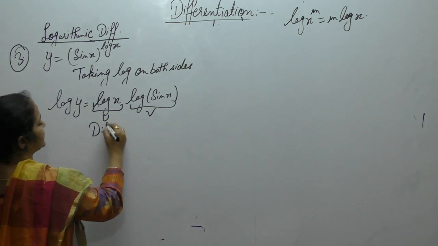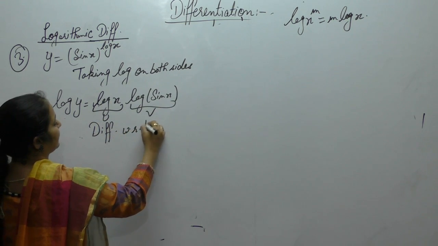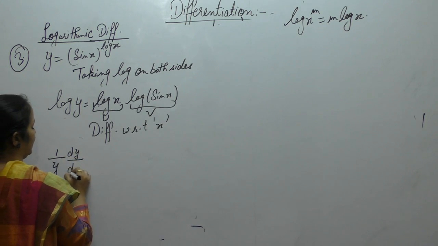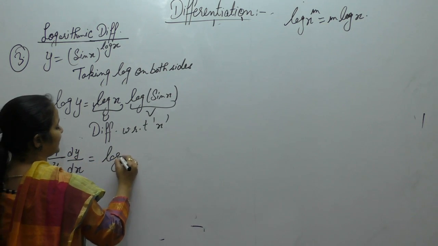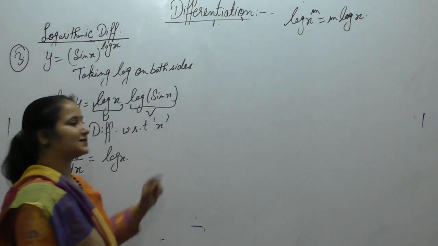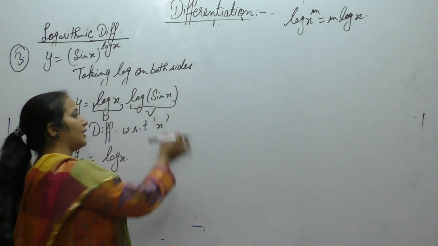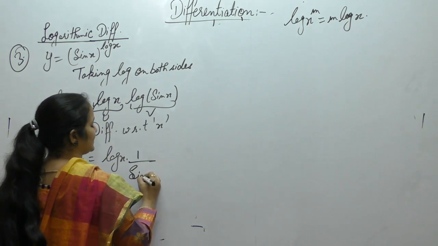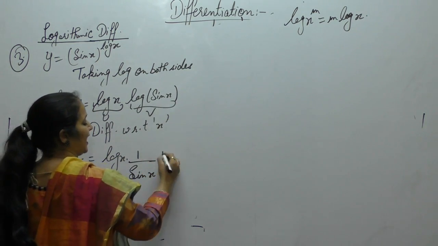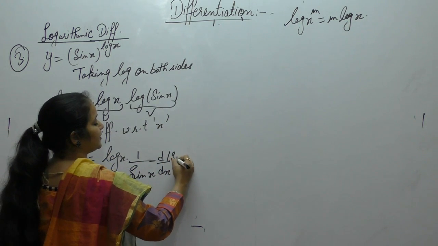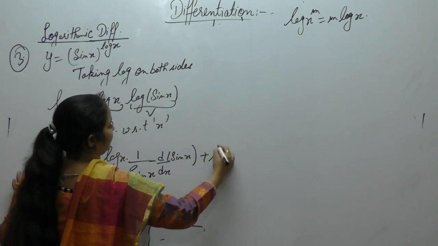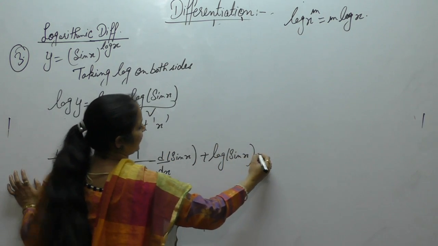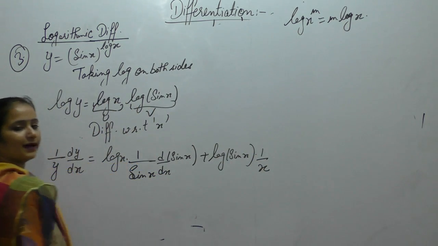Now differentiate with respect to x. Derivative of log of y, 1 upon y, dy upon dx. First function as it is, derivative of second: derivative of log x is 1 upon x, and since it is sine of x, we will have to take the derivative of sine x also. Plus second function log of sine x as it is, derivative of log of x, 1 upon x.